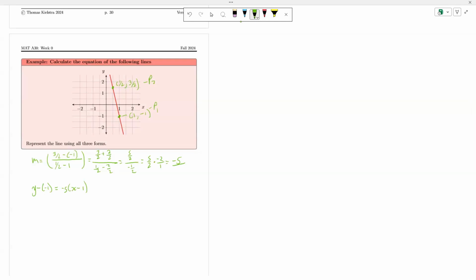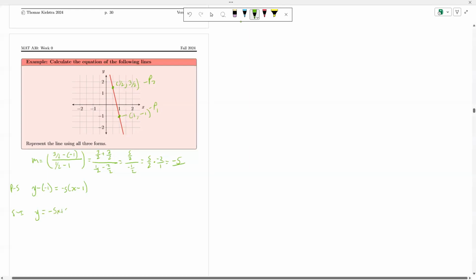So y minus minus 1 equals minus 5 times x minus 1. This is my point slope. Now, if I want my slope intercept form, I'm going to expand and get y by itself. So y equals minus 5x plus 5 minus 1. Y equals minus 5x plus 4.